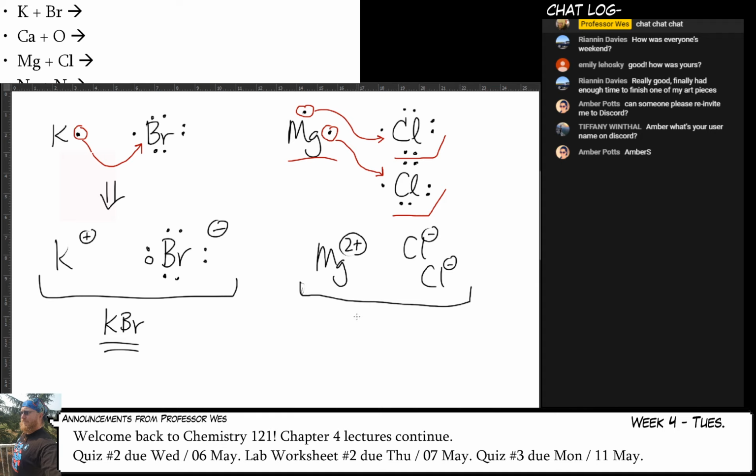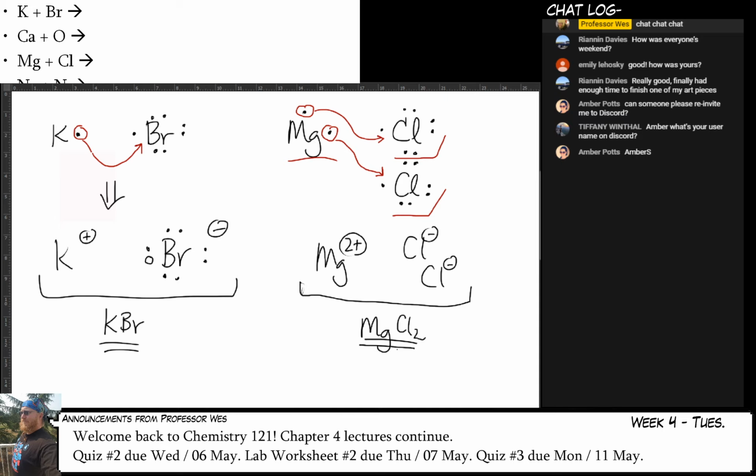Now when I have to write the formula, I say, okay, I took 1 magnesium and 2 chlorine. What's my formula? The formula is MgCl2. Another way to think about this is if you can get to the ions, then you can figure out the formula of the substance just by looking at it. How many minuses do I need to balance this 2+? I need 2 of them, so I need 2 chlorines to make magnesium chloride. That's the gist of how to do this.